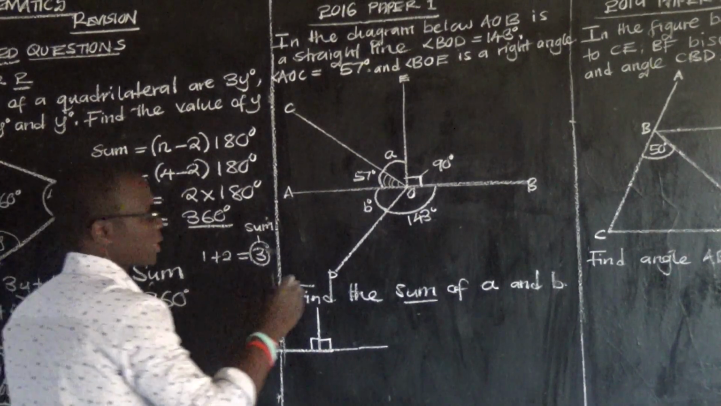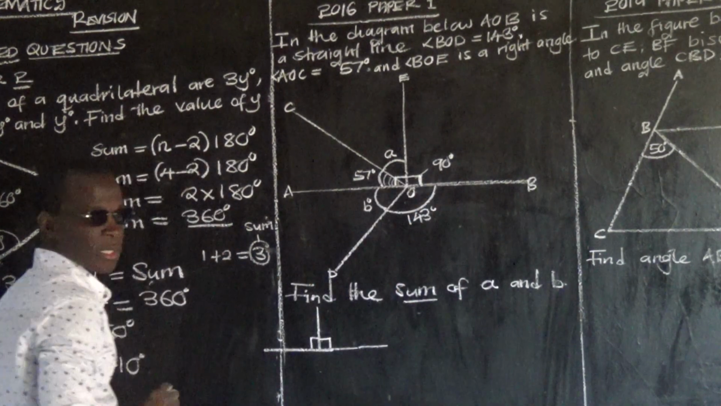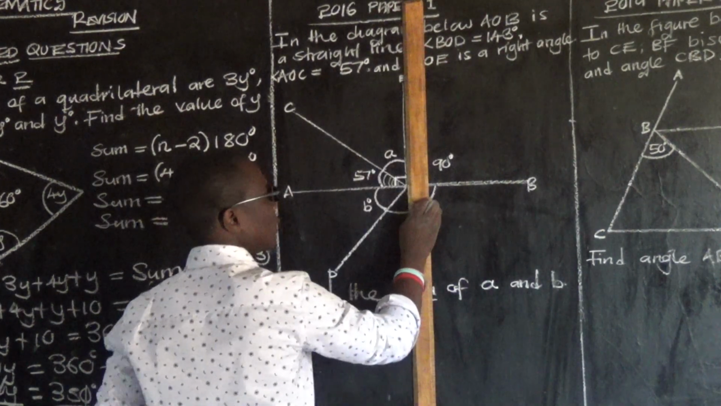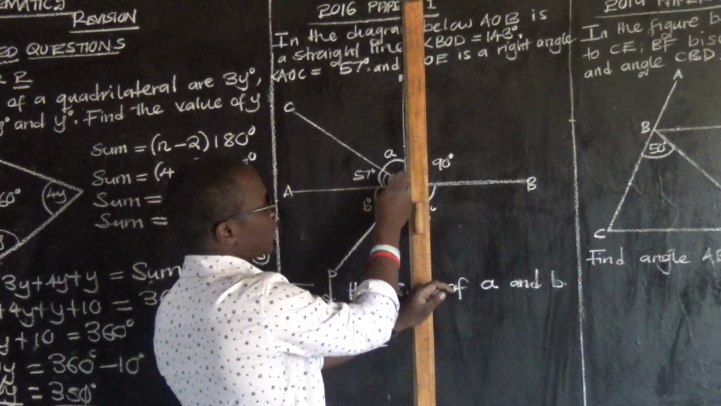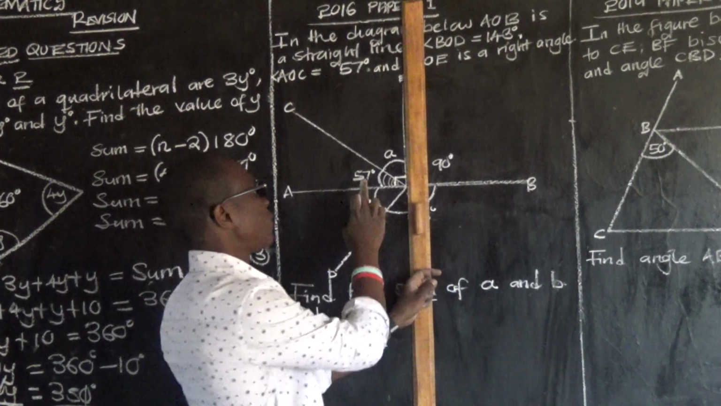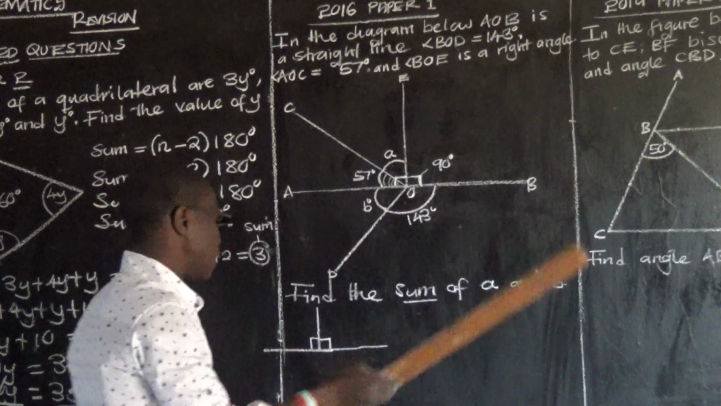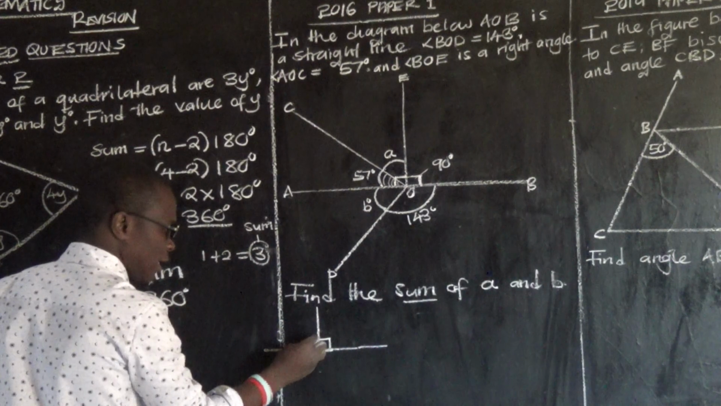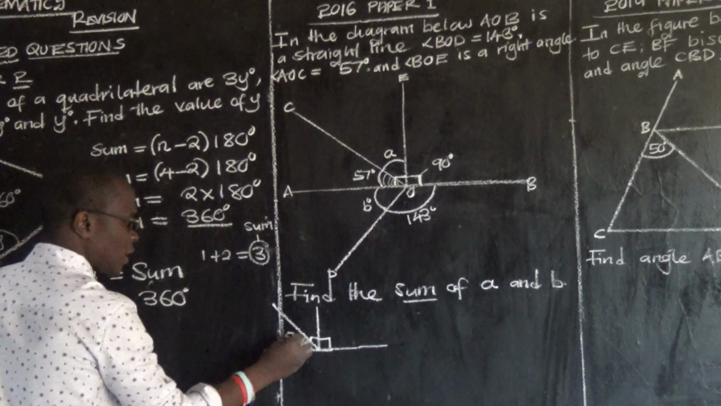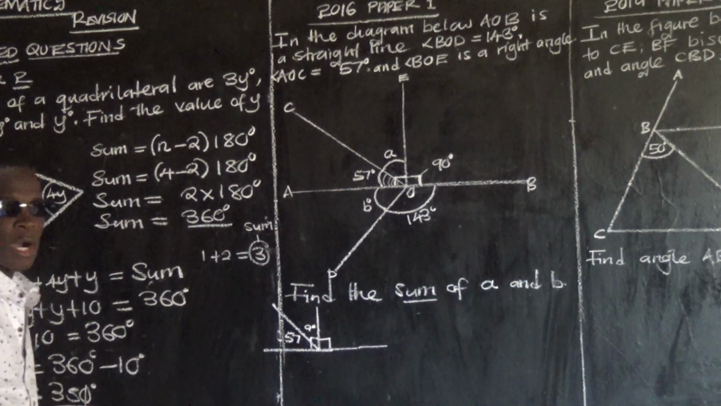Now I'm saying if this is 90, this one also becomes 90. Are we together? So this other angle on this side, it is 90. Now out of 90, guys, we have 57. So we can easily find this angle. This is 90, but out of 90 we have 57, and you can find this angle, which is angle A.